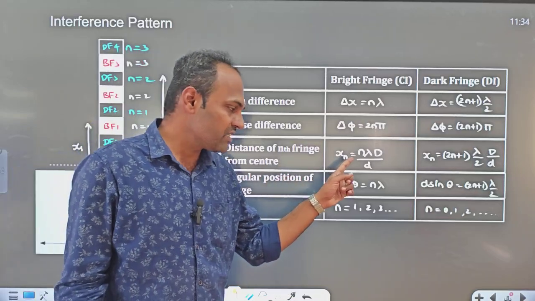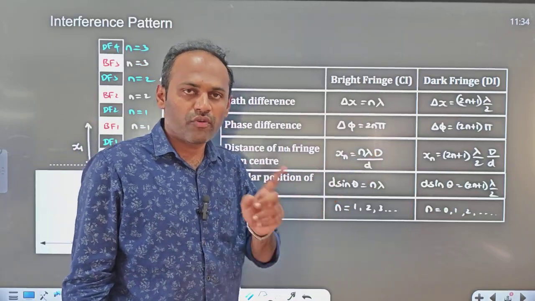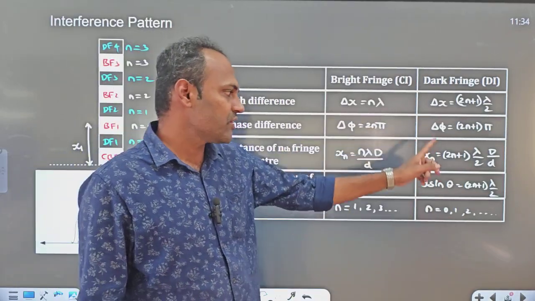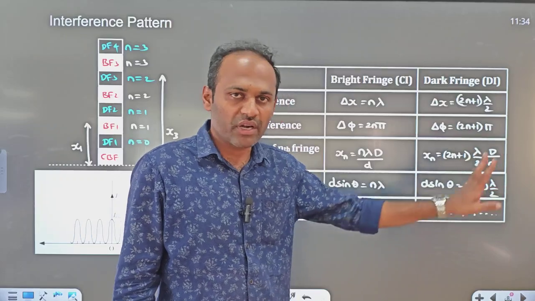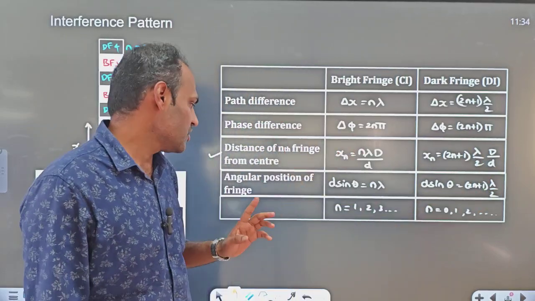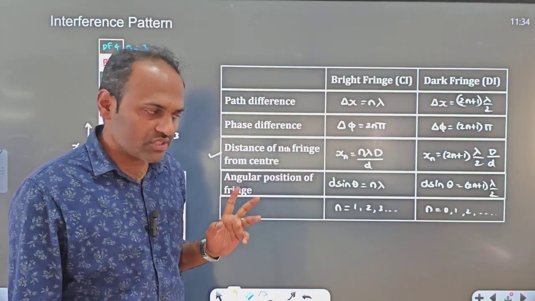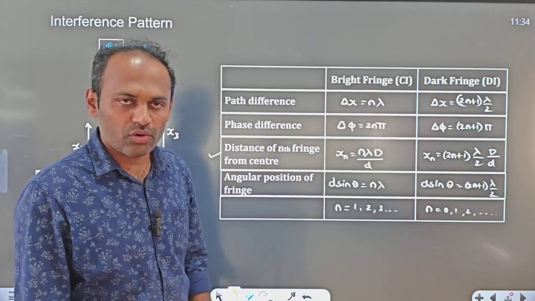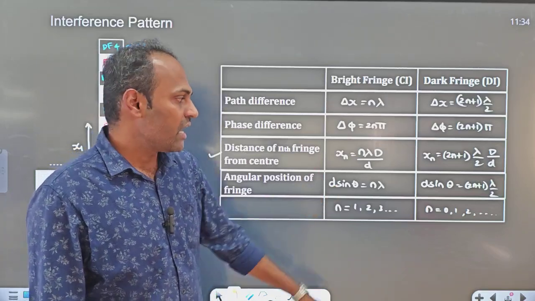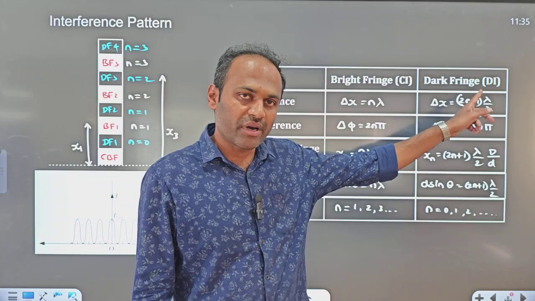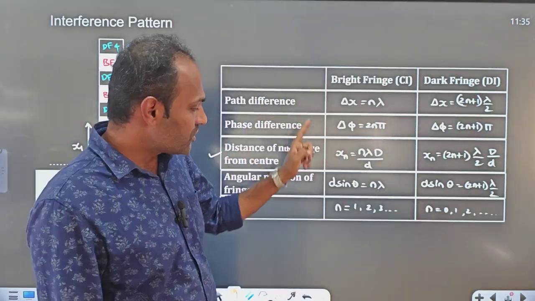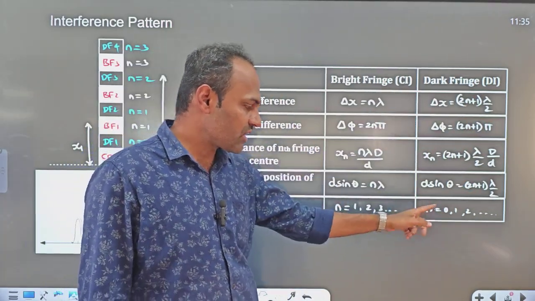So the distance formula is n lambda into capital D by small d for bright fringe, and for dark fringe it is (2n plus 1) lambda by 2 into capital D by small d. Next, angular position of the fringes. Angular position: d sin theta is equal to n lambda for bright fringe, and d sin theta is equal to (2n plus 1) lambda by 2 for dark fringe. Bright fringes will start from 1, dark fringes will start from 0.